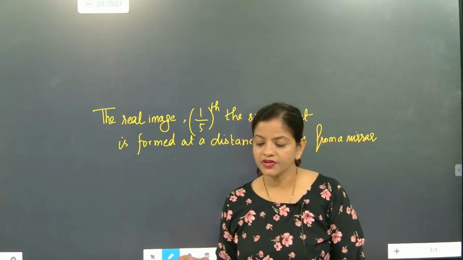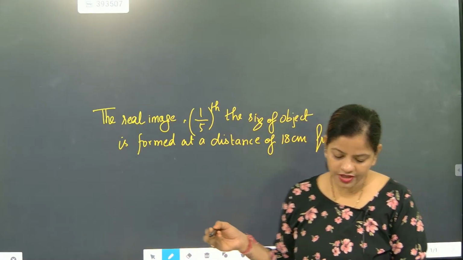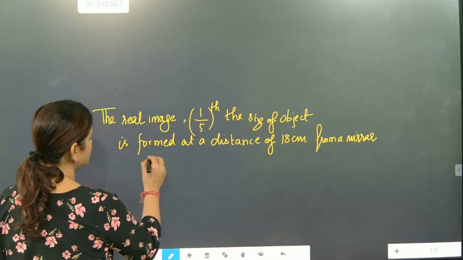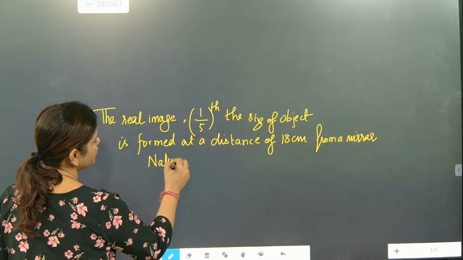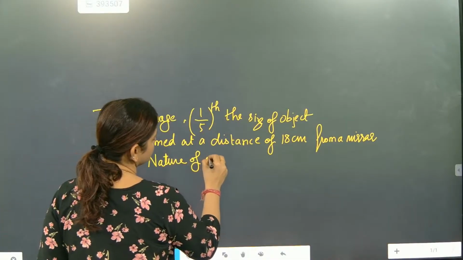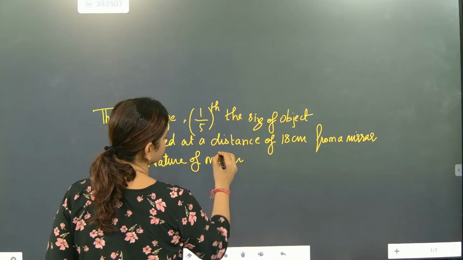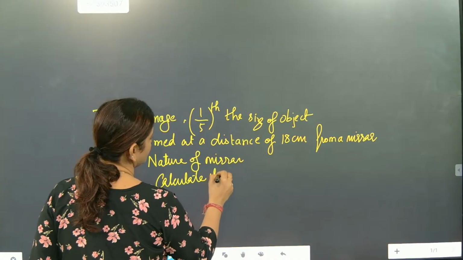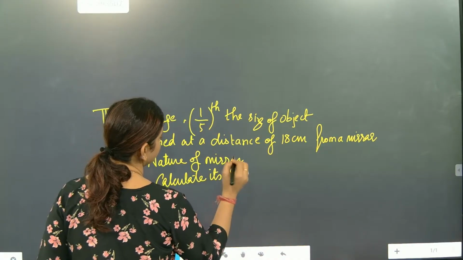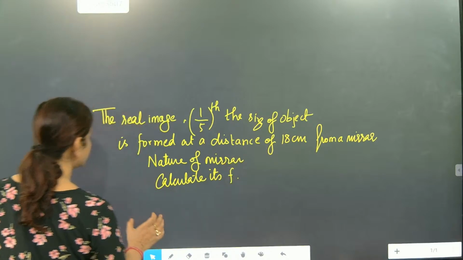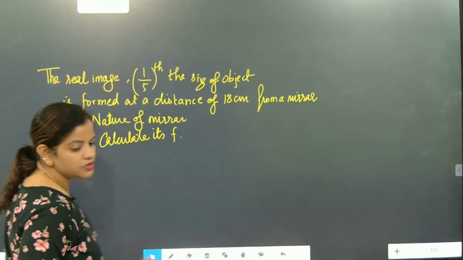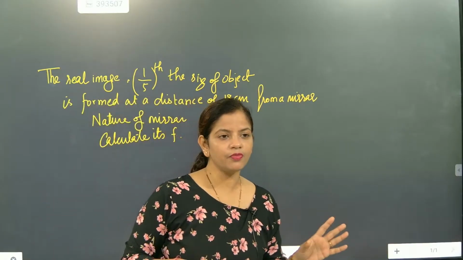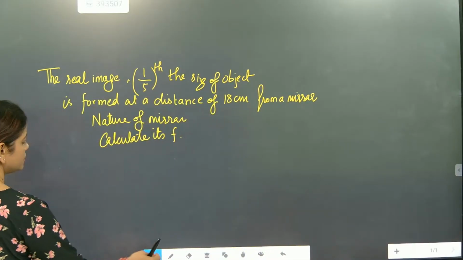Okay, beta. After that, what are they telling? What is the nature of mirror? Calculate its focal length. Understood? So this is exactly the information given. Now this is very high level information for us. This is exactly the most important information. Why? This is the most important.